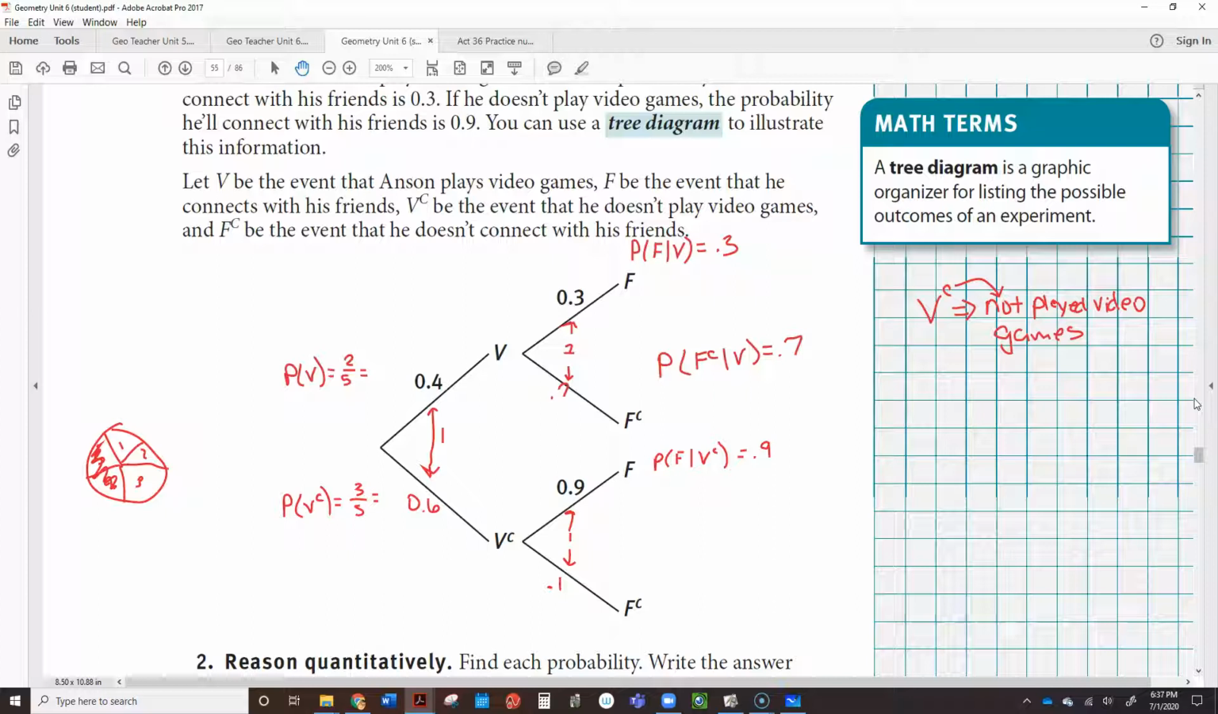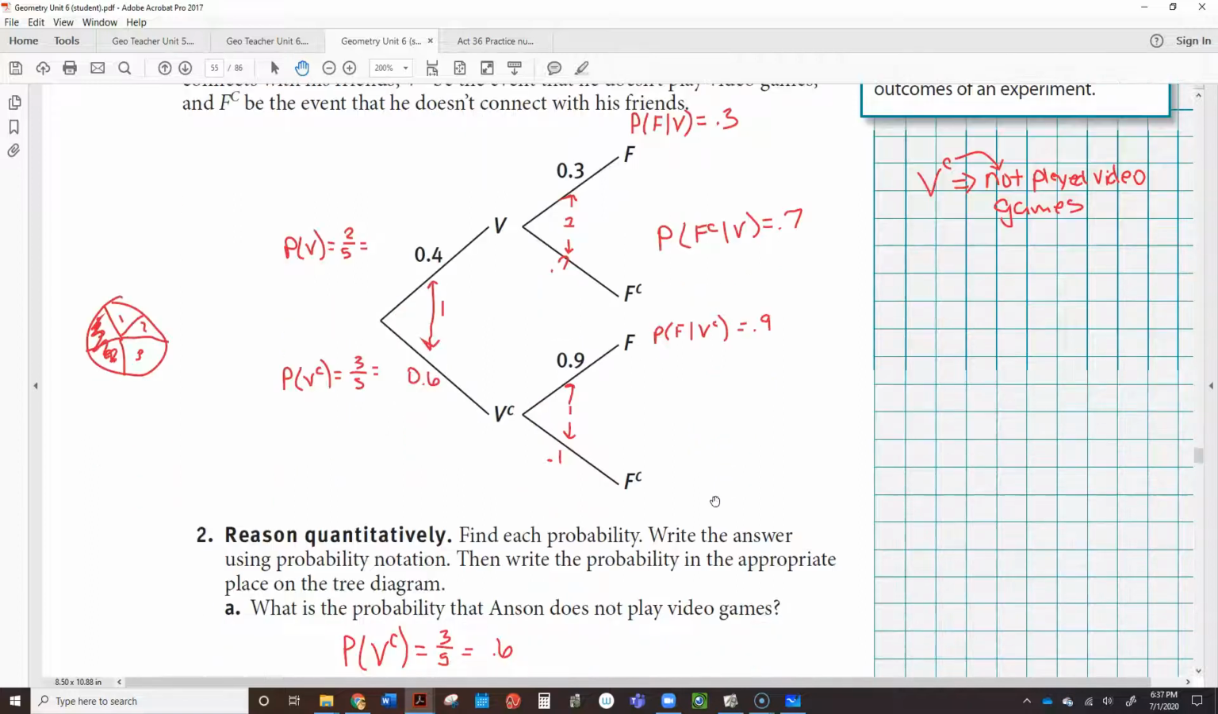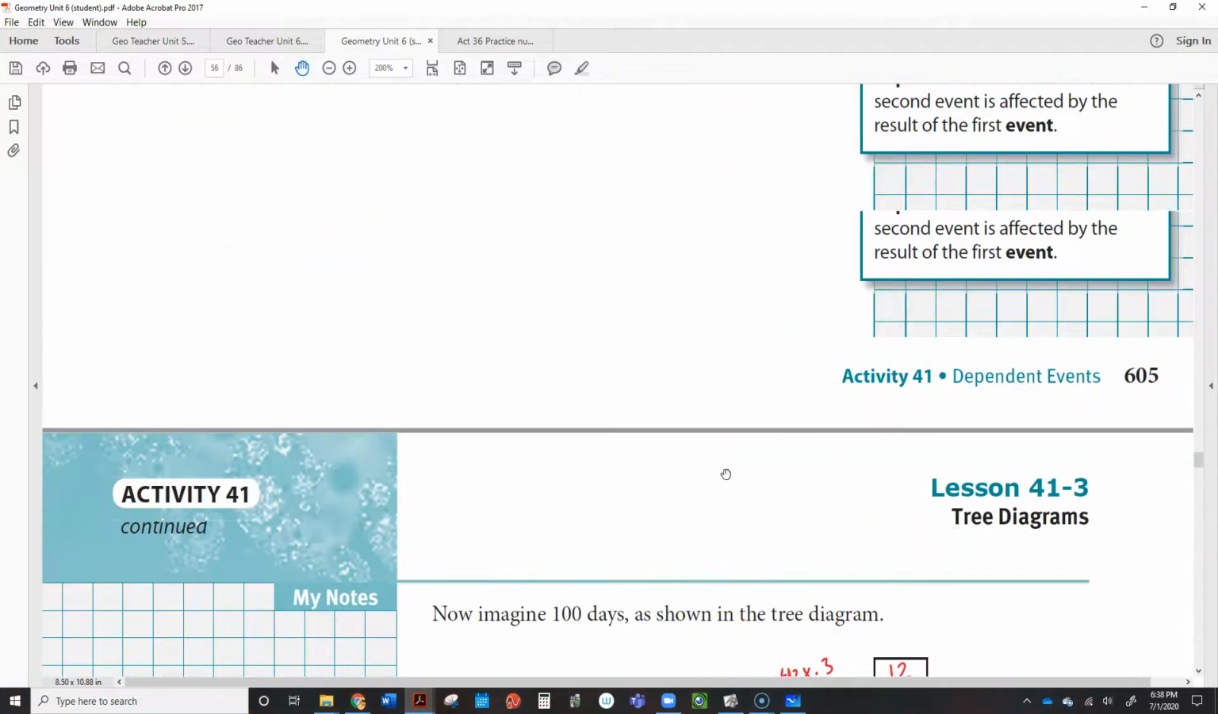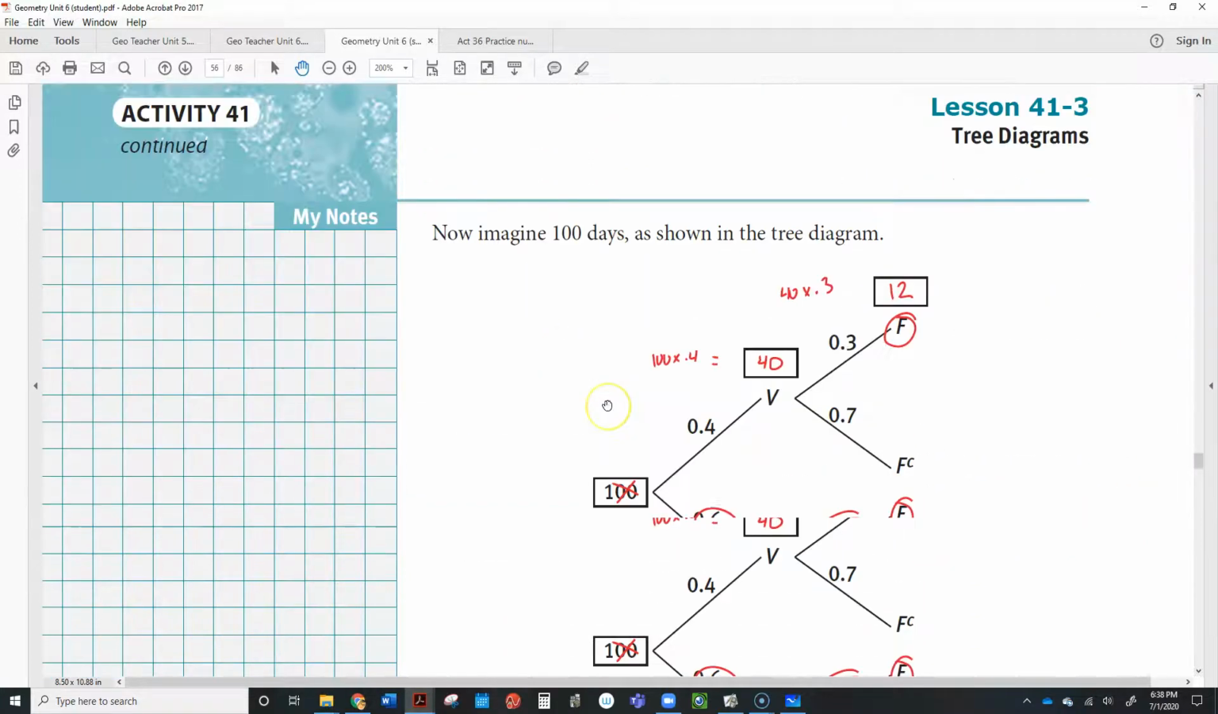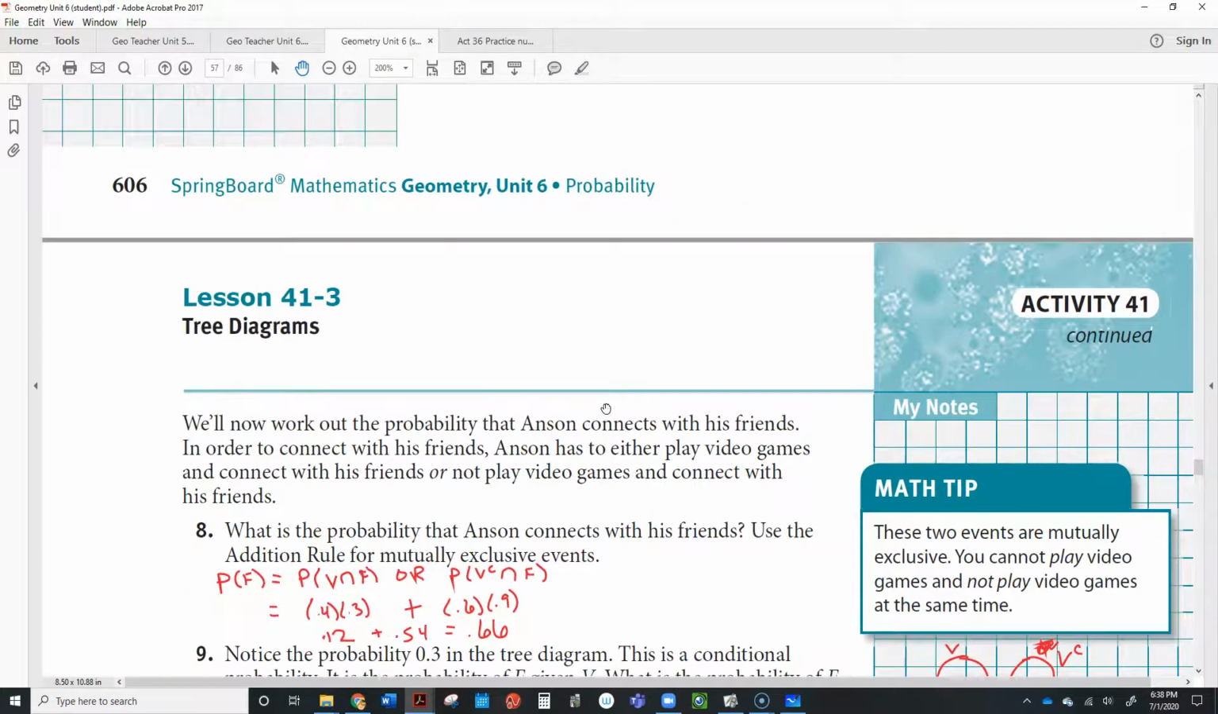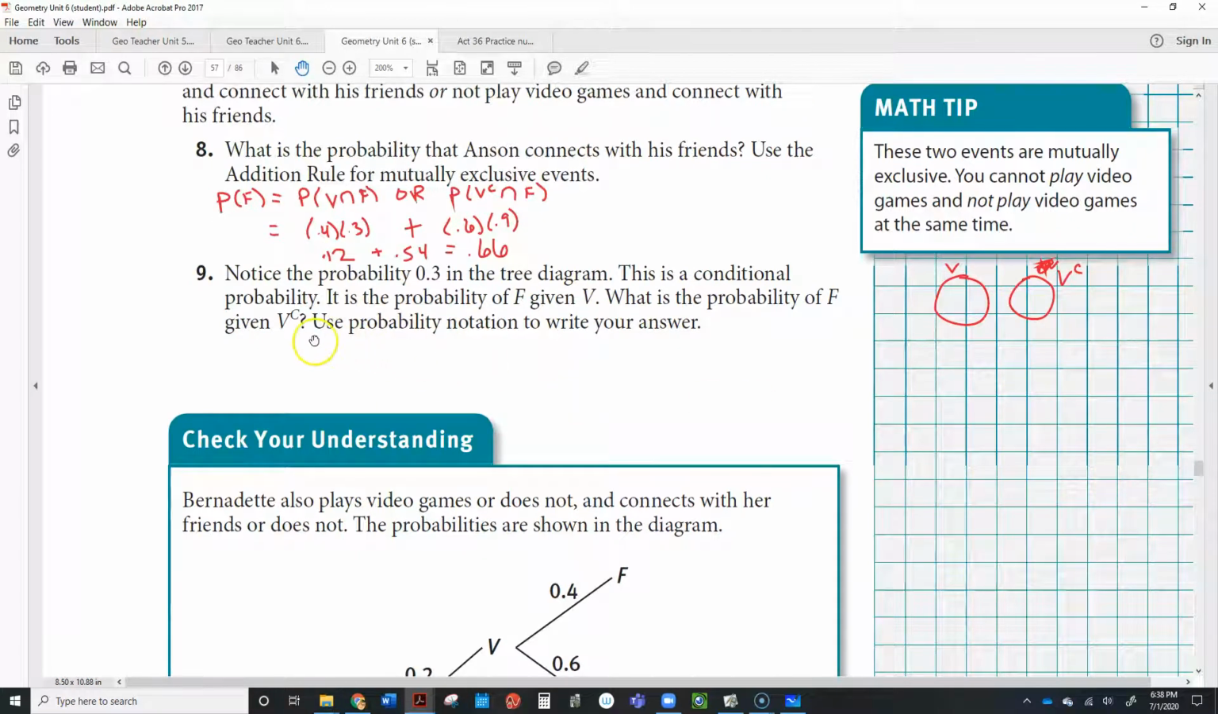So these second ones right here are all probabilities of something happening given that something else has already happened. So these are conditional probabilities, and that's what they wanted you to see the whole time. That's why I wanted to go ahead and point it out, because they waited until the very end to point it out, and I didn't want to wait that long. So this says, this is a conditional. It is the probability of F given V. What is the probability of F given not V? So they're looking for the probability of F given not V.